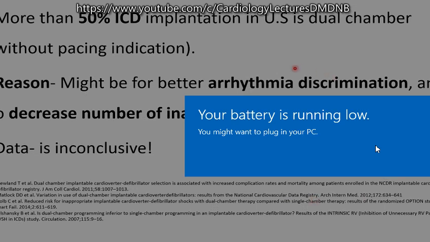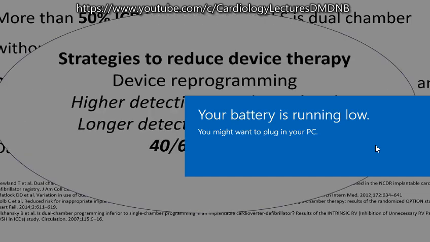So there's data saying that more than 50% of ICD implantations in the US are dual chamber ICDs, which is without pacing indications. And the reason is for better arrhythmia discrimination and to decrease the number of inappropriate shocks. But the data doesn't say that. The data is inconclusive. So how do I decrease the number of shocks?